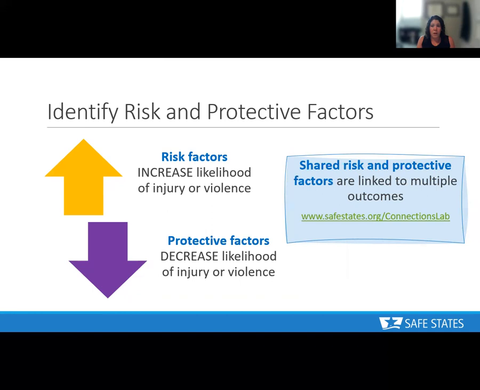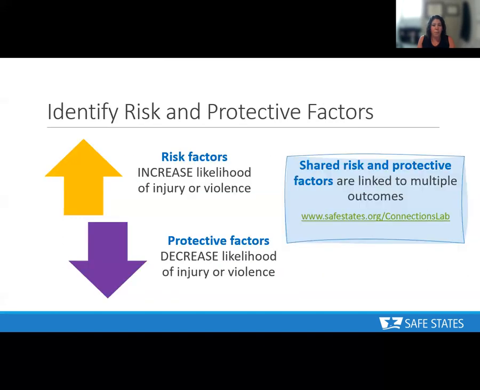You might also hear reference to shared risk and protective factors. These are risk and protective factors that are common to more than one injury outcome. So by addressing the shared risk or protective factor, you have the opportunity to address multiple injury or violence outcomes simultaneously. I put the URL up here. You can check out the Safe States Connections Lab on our website for more information on shared risk and protective factors. Once the information about risk and protective factors has been identified, strategies can then be developed and implemented to eliminate or reduce risk factors for injuries and to capitalize on or increase factors that protect people from being injured.